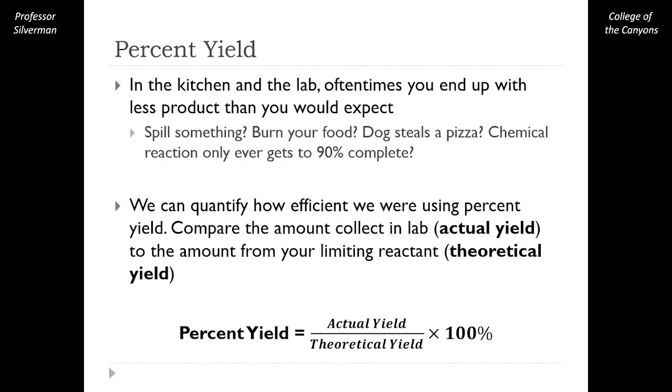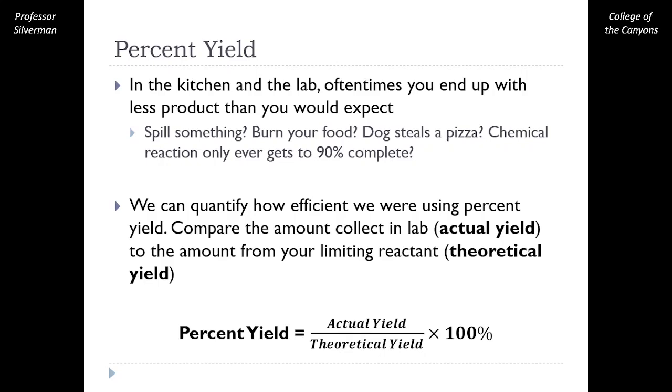In chemistry, we'll see later on in future chemistry classes, some reactions just aren't very efficient, can only ever get to 80% complete, or 90% complete, or 25% complete. So for many reasons, maybe our fault or maybe no one's fault, we're not always going to collect as much as we would like to.